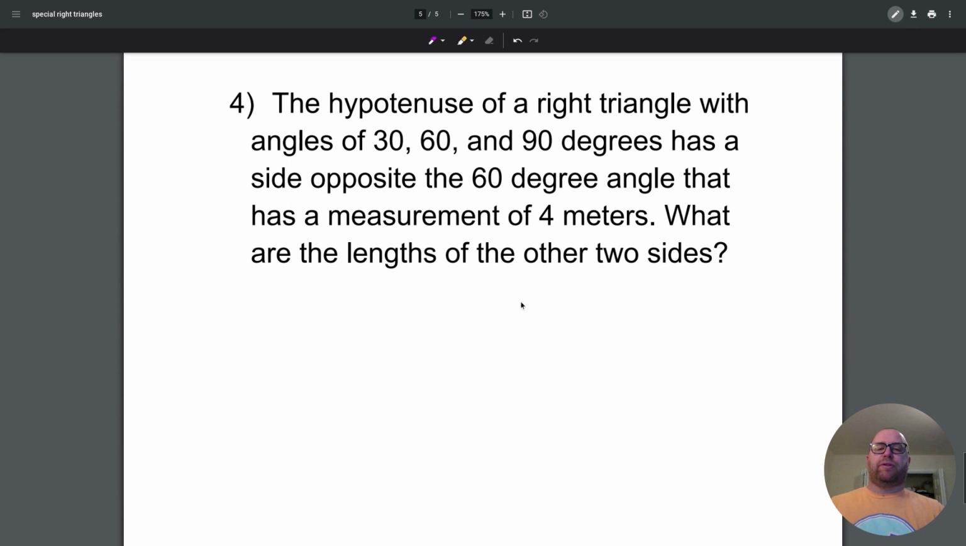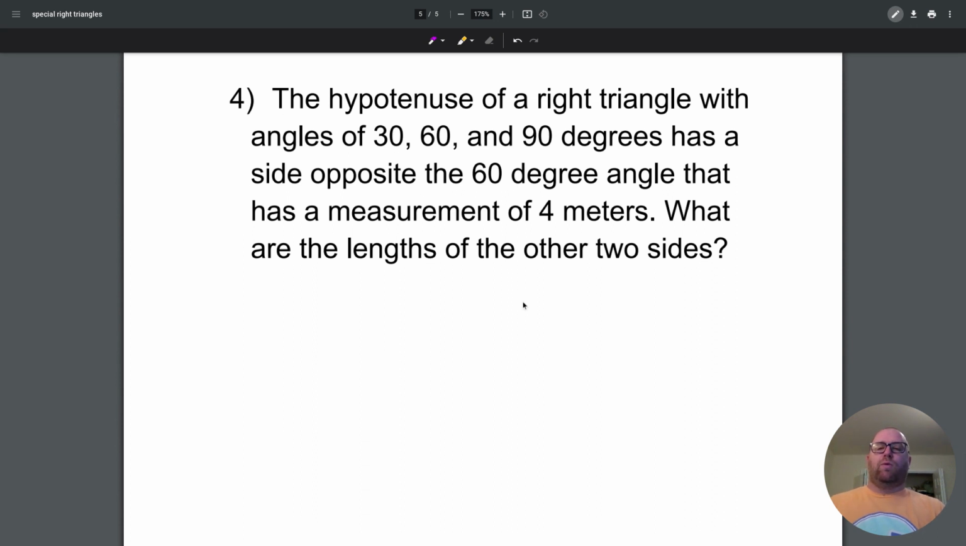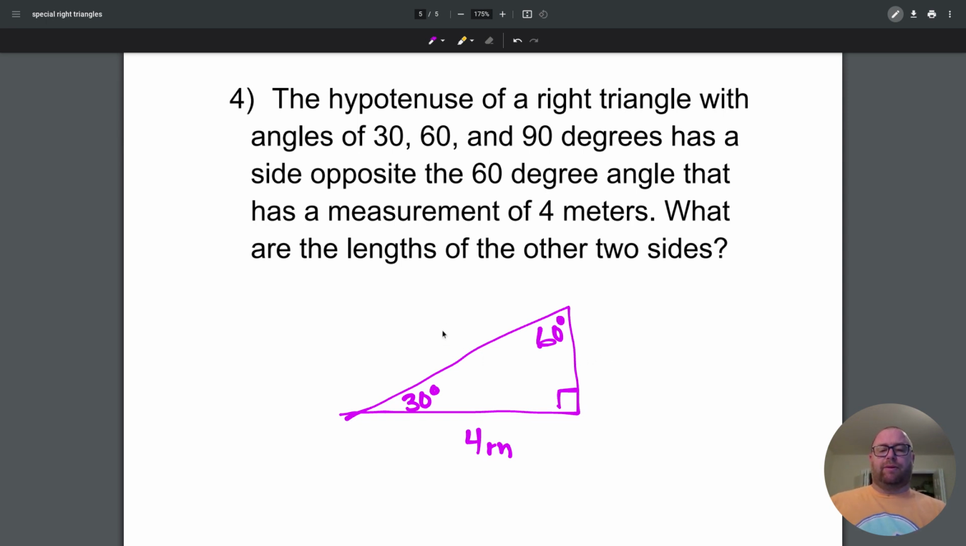Okay, so the hypotenuse of a right triangle with angles of 30, 60, and 90 degrees has a side opposite the 60-degree angle that has a measurement of 4 meters. All right, so let's draw this out. So we have our 30, our 60, and our 90. And the side opposite 60 degrees has a measurement of 4 meters. Okay, we want to know the lengths of the other sides. So remember, this is the square root of 3 times as much as this side. And once we find this side, we can double it to find this side.